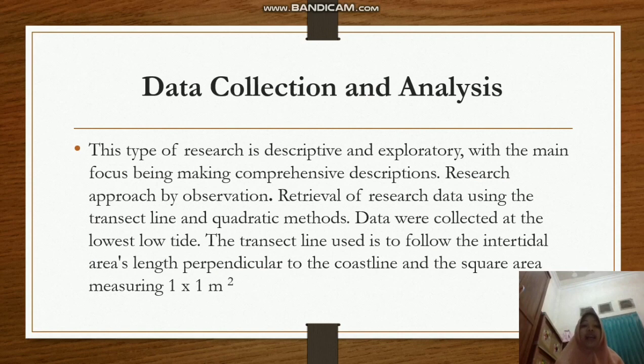Data collection and analysis. This type of research is descriptive and exploratory, with the main focus being making comprehensive descriptions. The research approach is observation, with retrieval of research data using the transect line and quadrat methods. Data were collected at the lowest low tide. The transect line used follows the intertidal area's length perpendicular to the coastline, and the square area measures 1 times 1 meter square.